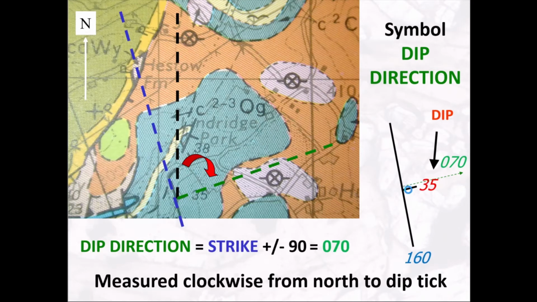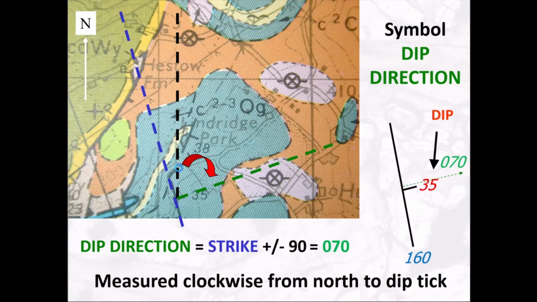Then you'll see that the symbol has this other component, this little tick, and that little tick is on this side of the line because it's pointing in the direction of dip. You can't put it on that side because that would say it's pointing in the opposite direction, but in our case our dip direction for our rocks is towards 070, so we point it off to east-northeast.